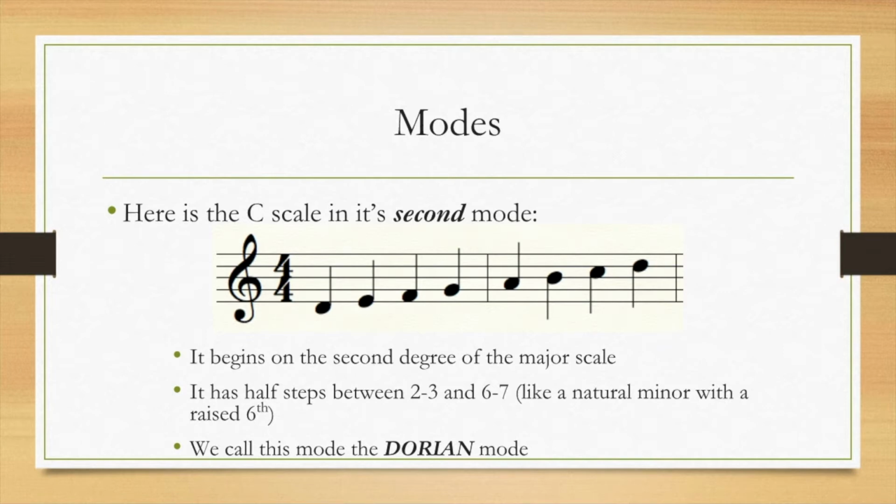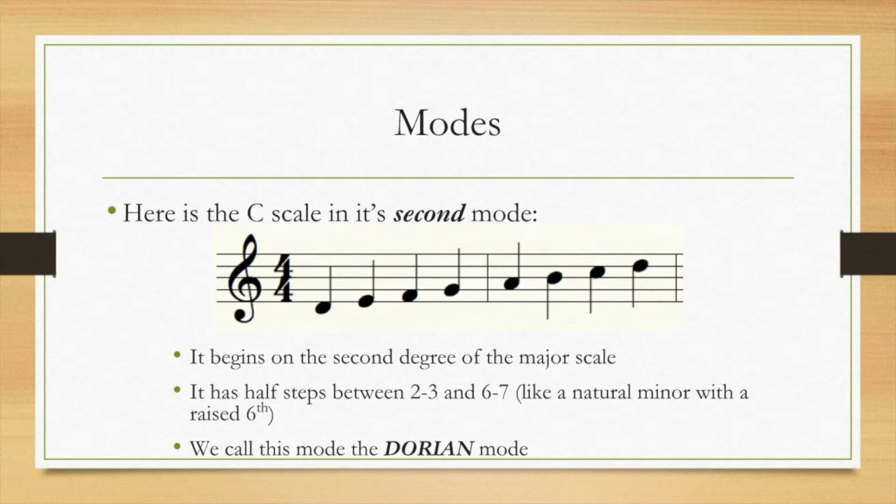It's just the C scale, but you don't start on C. You start on D, okay? Which shifts your half steps to between 2 and 3 and 6 and 7, okay? In terms of listening, it's like a natural minor scale with a raised sixth, okay? But that might confuse you a little bit more.